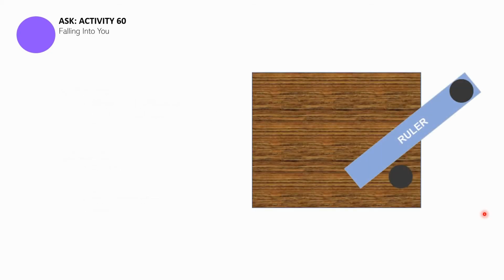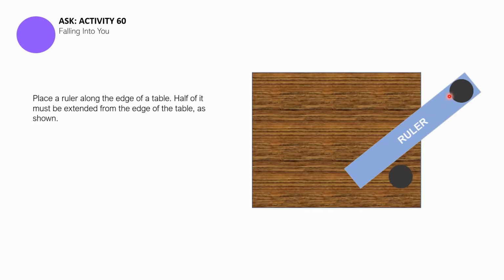So for the procedure, follow these steps. Place a ruler on top, along the edge of a table this way. Dapat ganyan siya. Half of it must be extended from the edge of the table as shown like this. Pwedeng half, ayan siya, or pwedeng a little more than half. Basta dapat halos kalahati ng ruler nasa top ng table, tas kalahati nasa edge. So do it with your foot rule, with your setup. Do it now. Are you through?